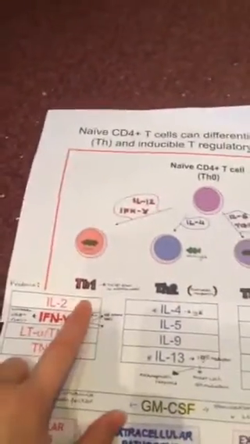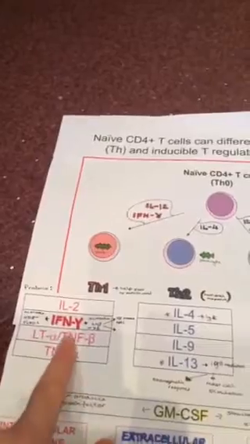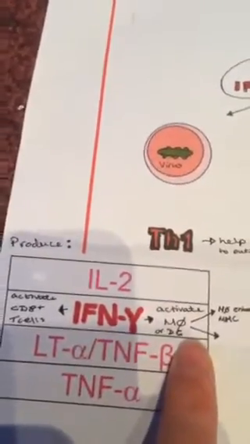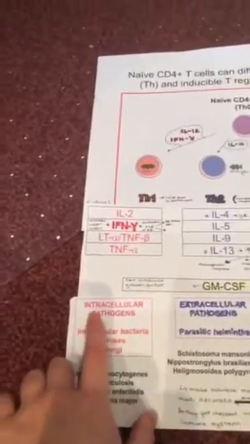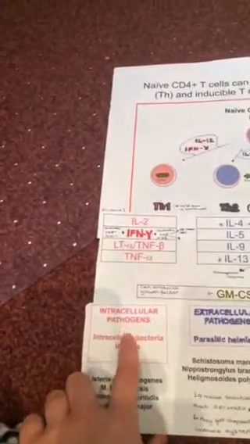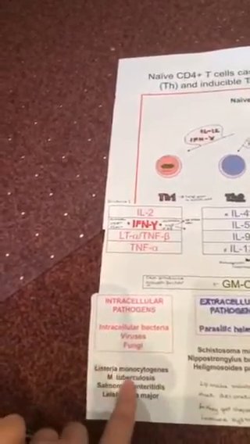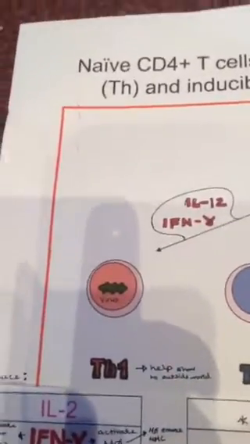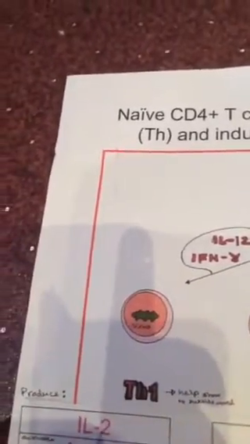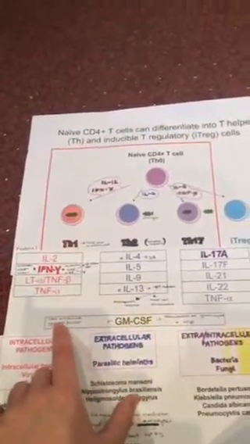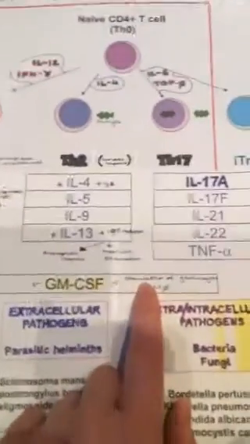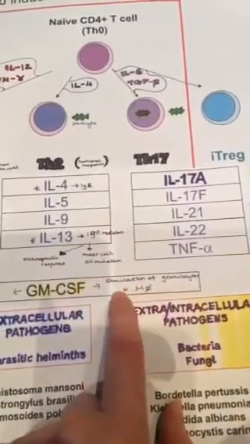T helper 1 cells, when they're fully differentiated, will produce all these cytokines, but the key one, again, is interferon gamma. Interferon gamma will activate CD8 positive T cells and also activate macrophages or dendritic cells and enhance MHC. T helper 1 cells are aimed at killing intracellular pathogens, so intracellular bacteria, viruses and fungi. That's why I've drawn it inside this cell, but it's not actually inside a T cell, it's just inside a cell in general. Just as a side note, GM-CSF is a growth factor that they all can produce, and it is used to stimulate granulocytes such as macrophages.